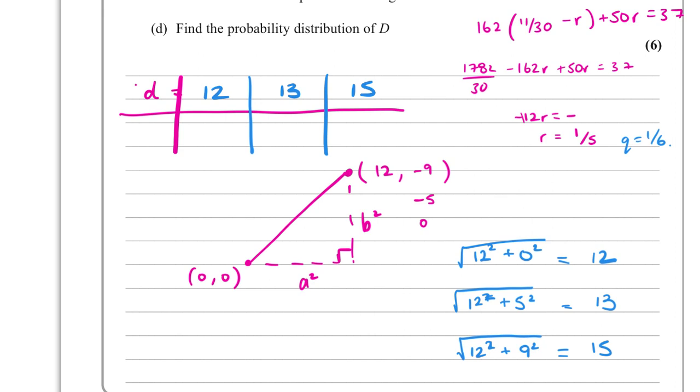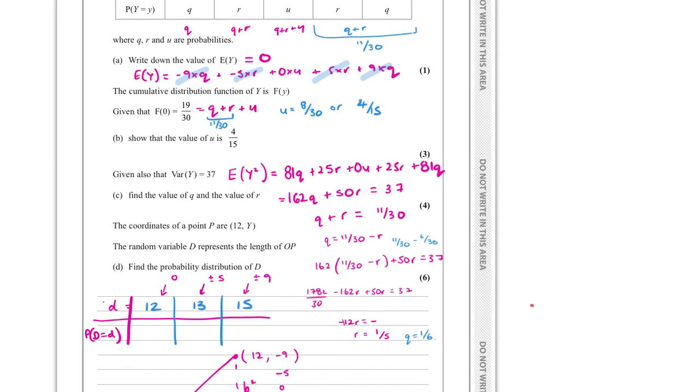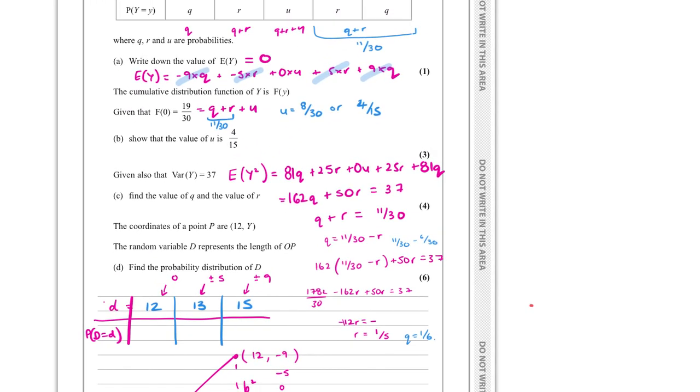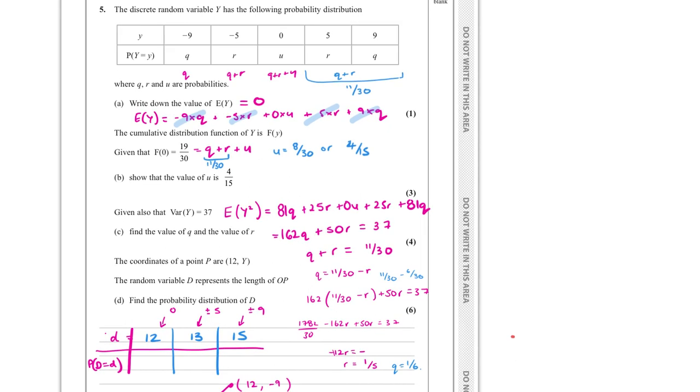Okay, now let's have a look at the probability distribution. What is the probability of d equaling 12? This is only when y is 0. For 13, this is when we had plus or minus 5. And then for 15, this is when we had plus or minus 9. The probability of d being 12, the length being 12, is just u, because that was when y is 0, which is in fact 4 over 15.